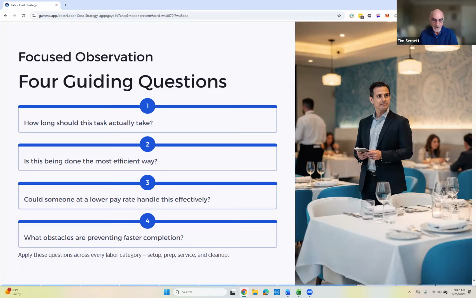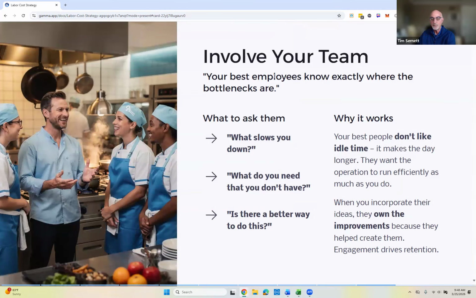And you need to build that culture of observation with your managers. Watch for operational bottlenecks during service, track time spent on routine tasks, ask the 4 questions we're looking at right here on this slide, and involve your team to identify improvement opportunities. That's the most critical one. Talk to your team. Your best employees know exactly where the bottlenecks are. Ask them, what slows you down? What do you need that you don't have? Is there a better way to do this? When you incorporate their ideas, they become more invested. They own the improvements because they've helped create them.